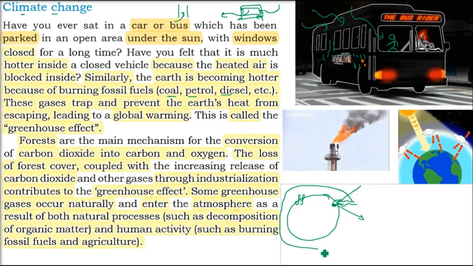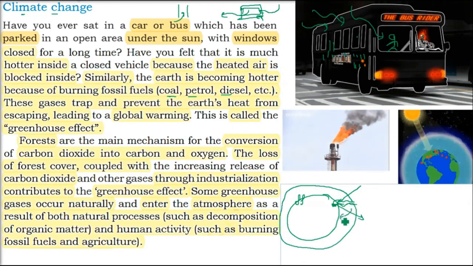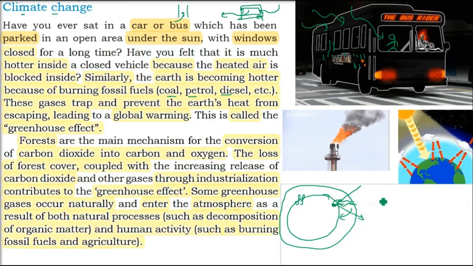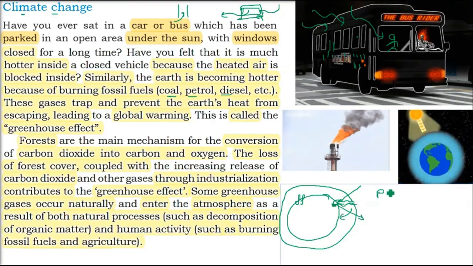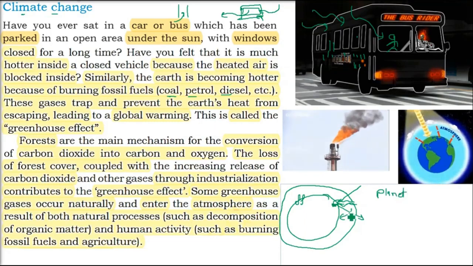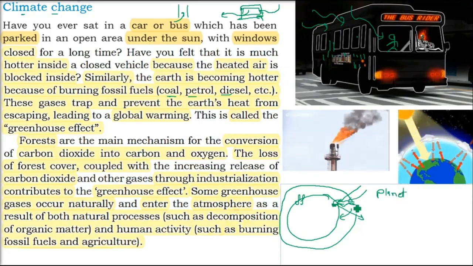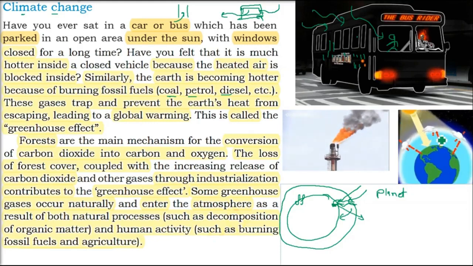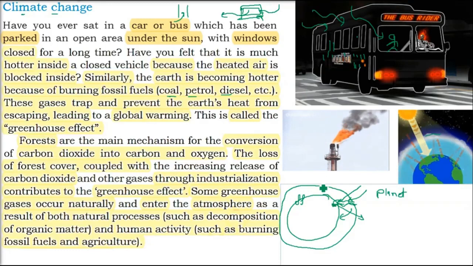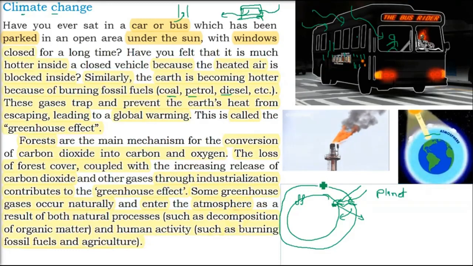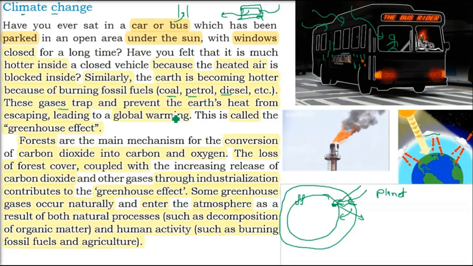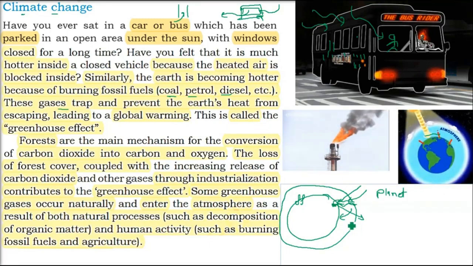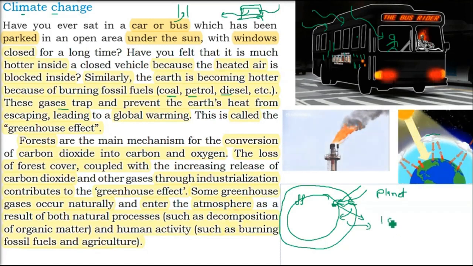So we have a layer, and this atmosphere controls the heat. It grabs the heat so that the earth doesn't become very cold in the night time. This capacity of the atmosphere to stop the heat from going outside is a natural process. That is why we are able to live here. Otherwise, earth will be very cold in the night time. So the gases trap and prevent the earth's heat from escaping. But this is good for us.